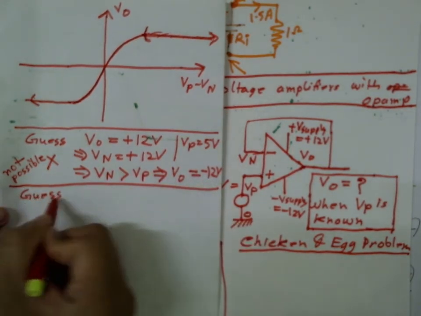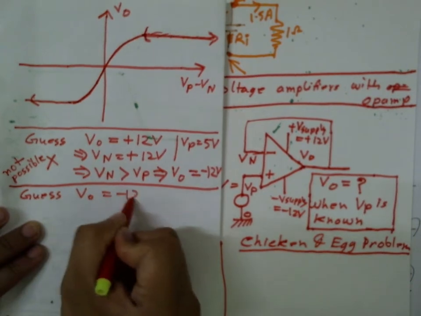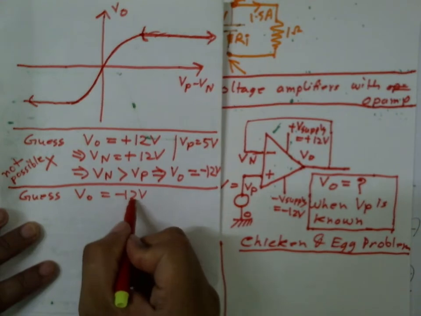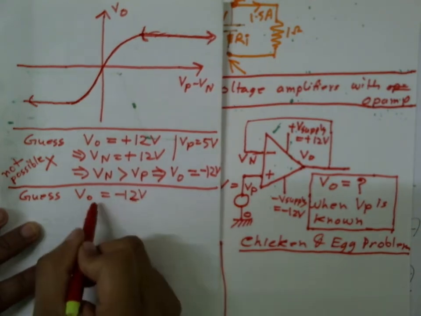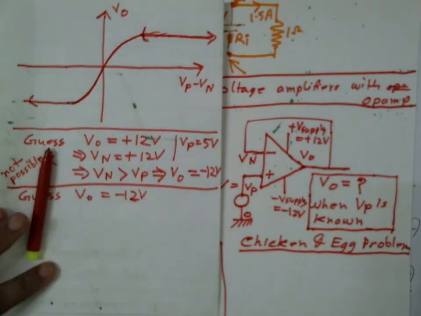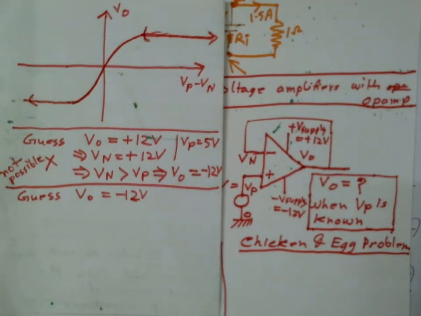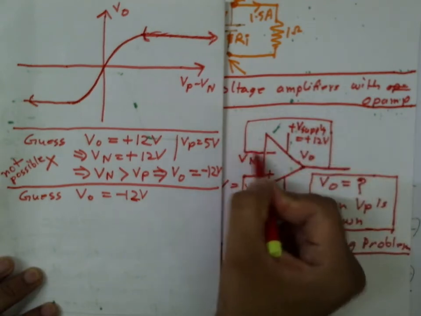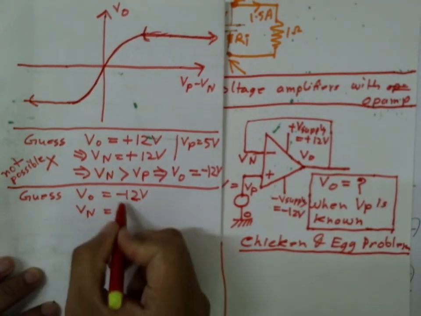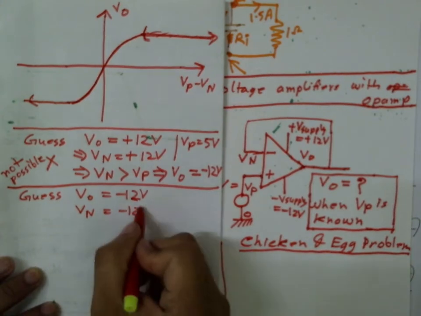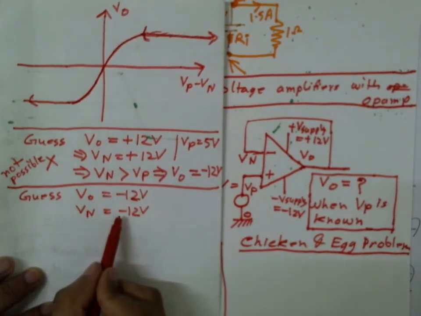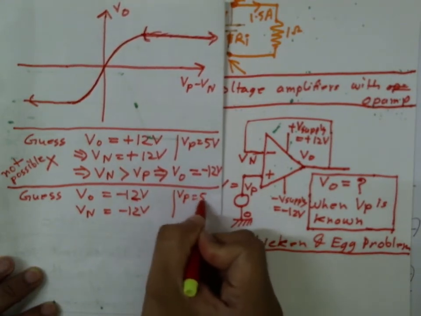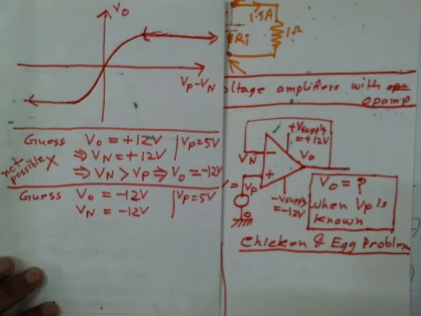Guess Vo is equal to minus 12. Let's see. This time it should work. So we are guessing that Vo is minus 12 volt. So now this will imply that Vn is again minus 12 volt, right? Okay, so Vn is minus 12 volt and Vp is fixed. Vp is fixed at plus 5 volt. Now which one is higher?